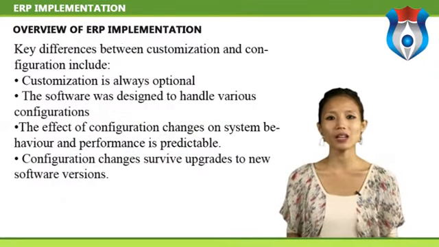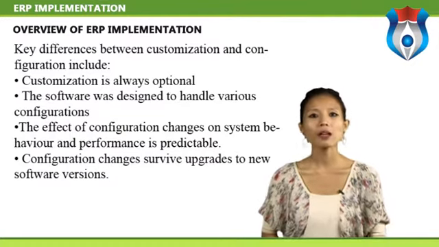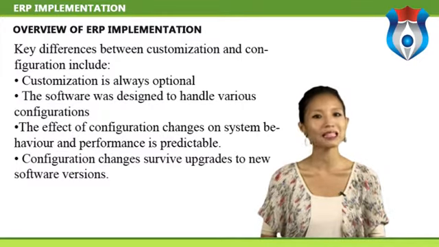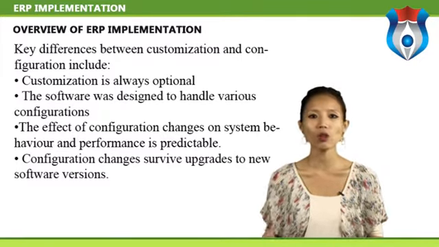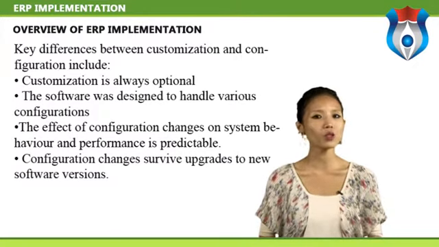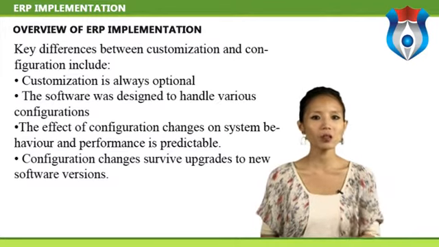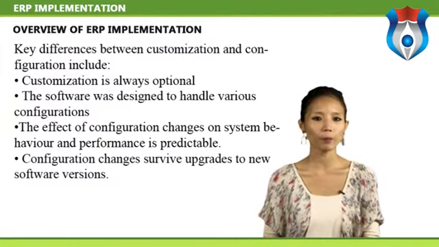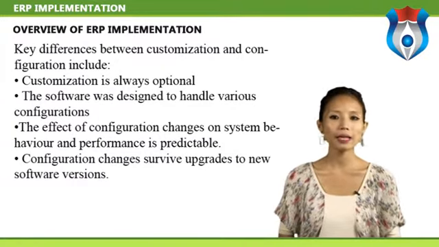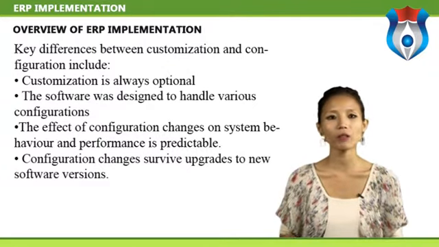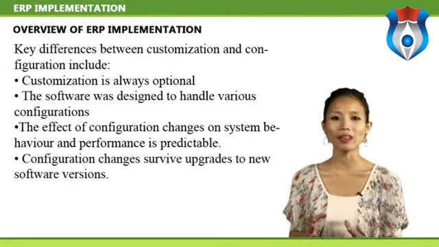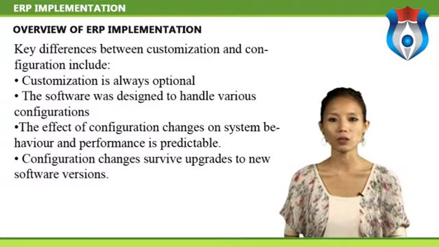Key differences between customization and configuration include: customization is always optional, whereas the software must always be configured before use. Example, setting up cost or profit center structures, organizational trees, purchase approval rules, etc. The software was designed to handle various configurations and behaves predictably in any allowed configuration. The effect of configuration changes on system behavior and performance is predictable and is the responsibility of the ERP vendor. The effect of customization is less predictable, is the customer's responsibility, and increases testing activities.